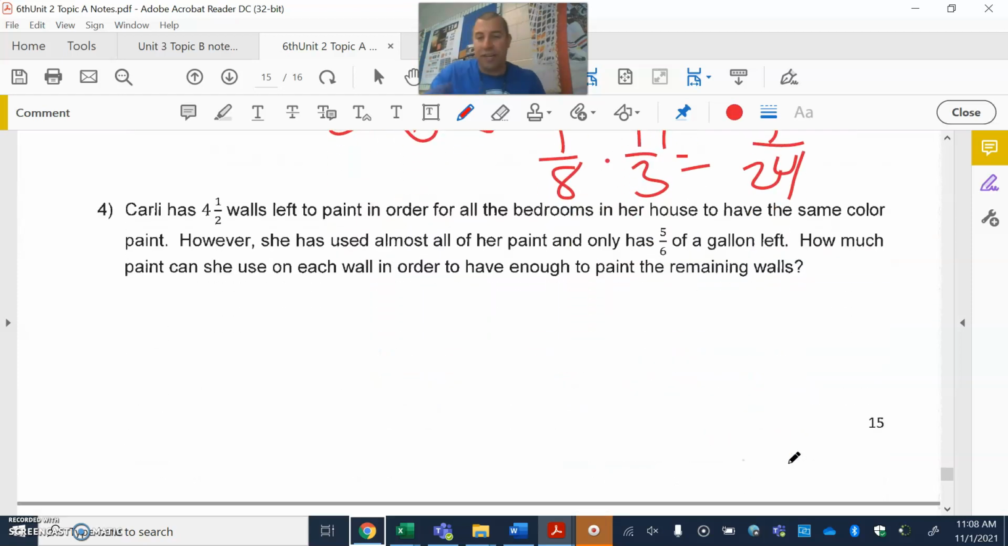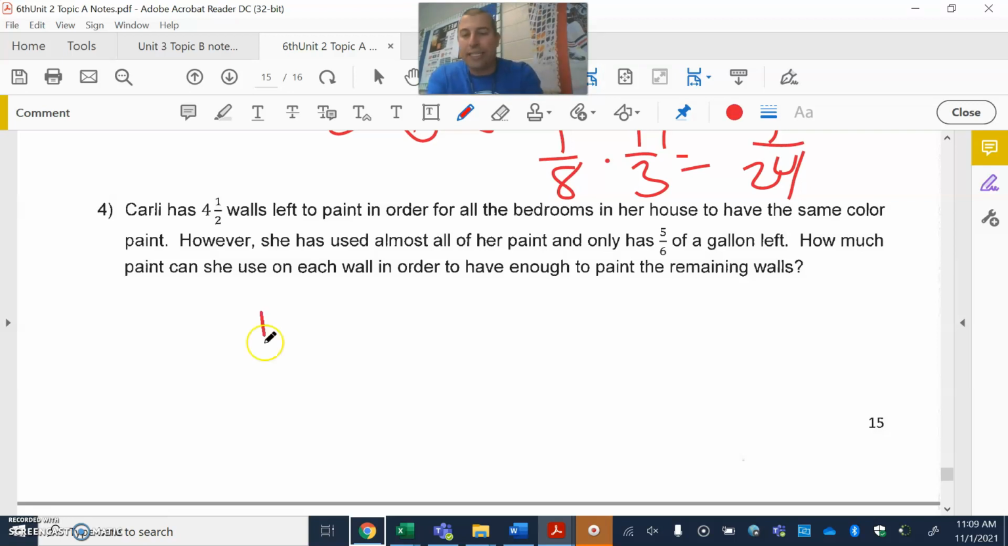Question 4. Another nice one here. Carly has 4.5 walls left to paint in order for all the bedrooms in her house to have the same color paint. Personally, I like a little difference. But anyway, I'm not here to judge Carly. However, she has used almost all of her paint and has only 5/6 of a gallon left. How much paint can she use on each wall?